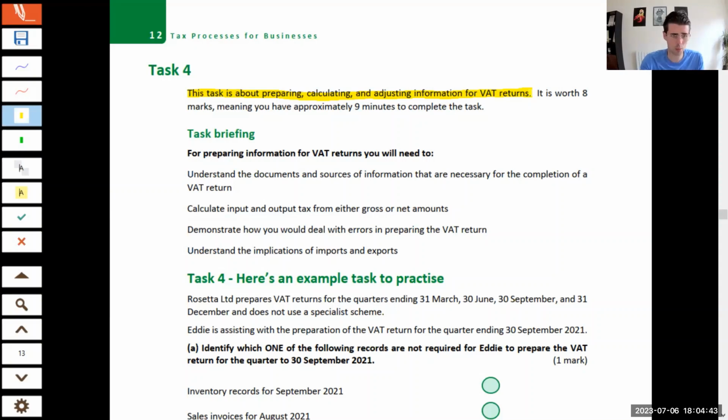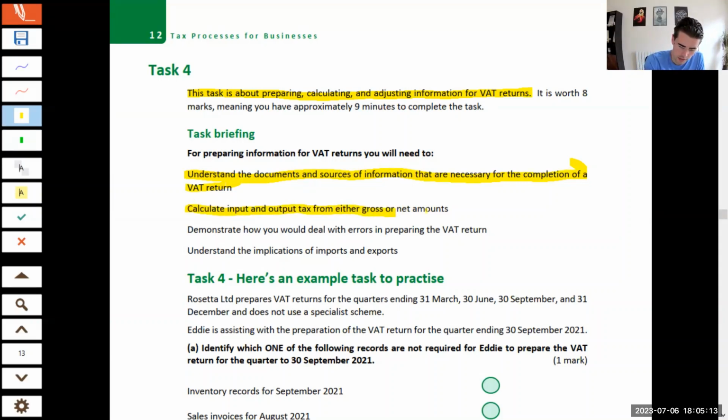So in terms of what can come up a bit more specifically, we need to understand the documents and sources of information that we need to complete a VAT return. Basically, what is it comprised of? At this point, I'm sure you have a rough understanding of what goes in each box, but where does the information come from? So we know the boxes are the end point, but to get the figures to put in the boxes, what do we need to find those figures? What different types of source documentation?